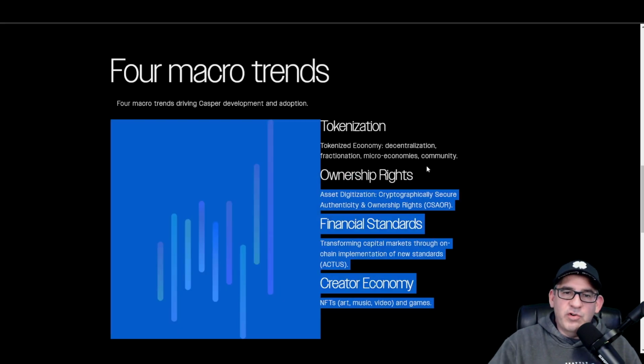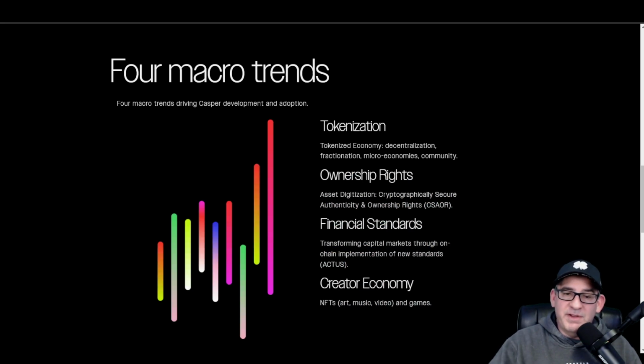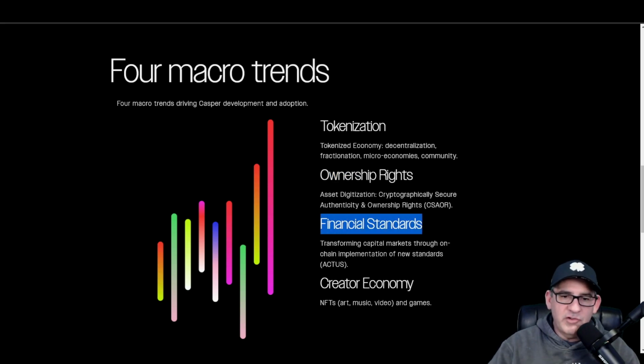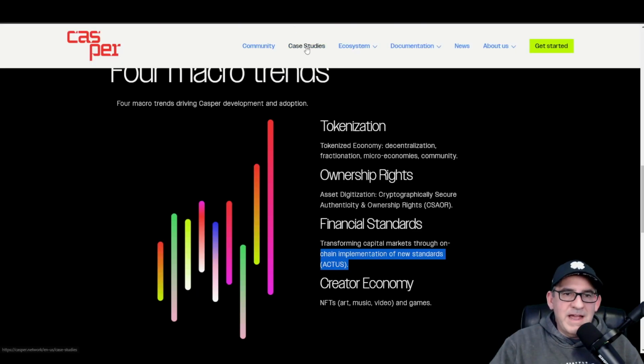This can provide ownership rights, right? Just like in the form of NFTs, financial standards, transforming capital markets through on-chain implementation of new standards. And then the creator economy, we know NFTs, which can be art, music, videos, games, in-game content, all that kind of stuff. So this is going to be able to perform all of these things, which is super cool in a project that's very easy to understand. Let's check out case studies.